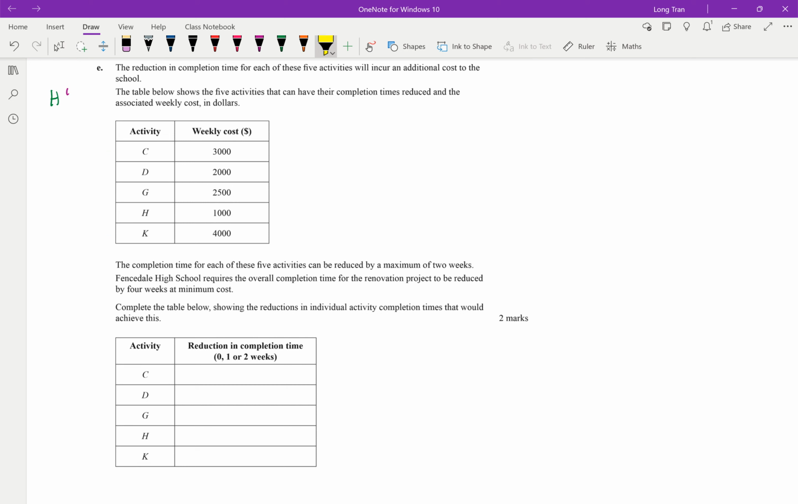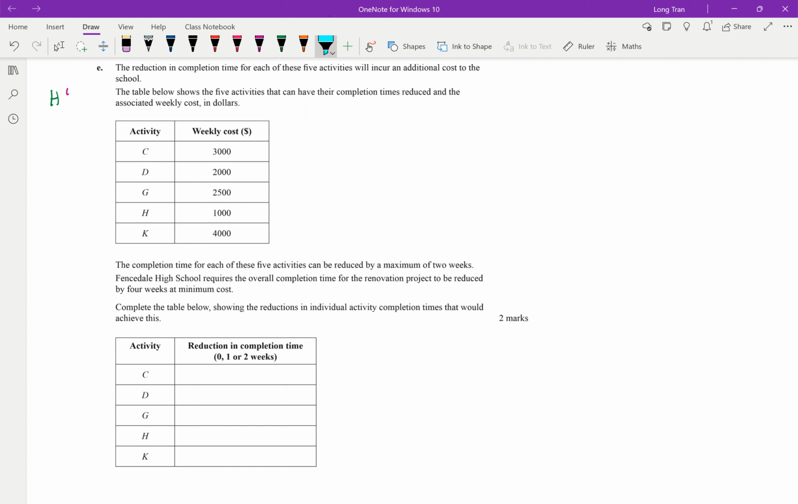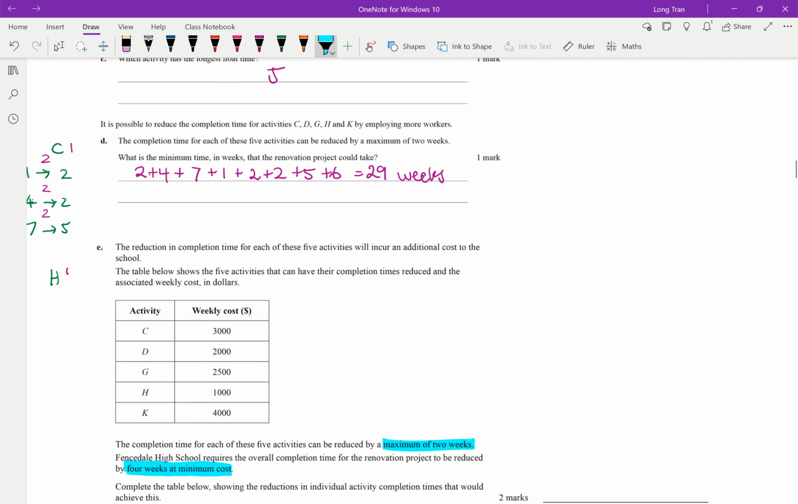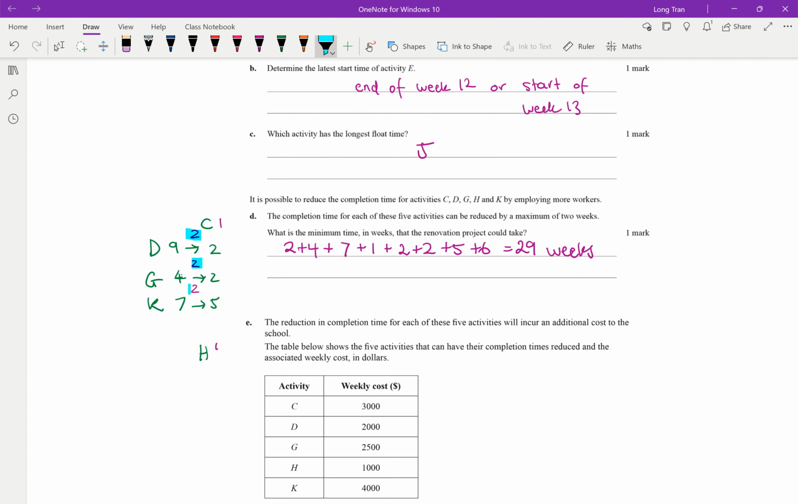So, what they want you to do is reduce the cost that's involved here in this table, and what do we know? The completion time of each activity can be reduced a maximum of 2 weeks. Again, it's similar to before. Overall completion time of the renovation is to be reduced. Okay, so this is the difference. 4 weeks at minimum cost, whilst before what I was able to do is I reduced essentially 6.